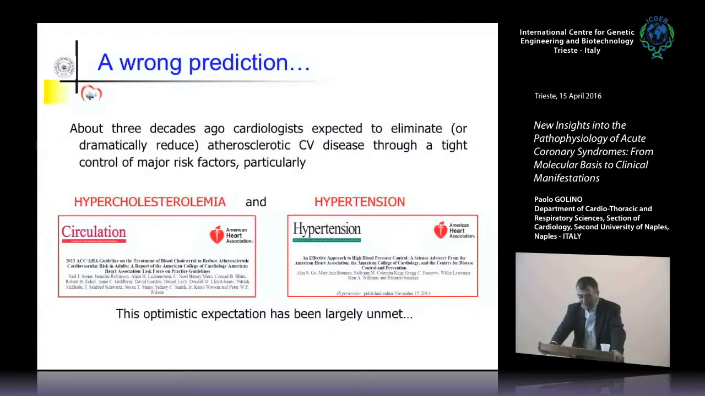Like I said, cardiologists are simple-minded. About 30 years ago, following the publication of the most important epidemiological papers like the Framingham study and so on, we thought that simply intervening on the classical coronary risk factors, hypercholesterolemia, hypertension, obesity, diabetes, and so on, could, if not eliminate, significantly reduce the burden of atherosclerotic coronary disease. And this optimistic expectation, I have to say, has been largely unmet. And why is that?